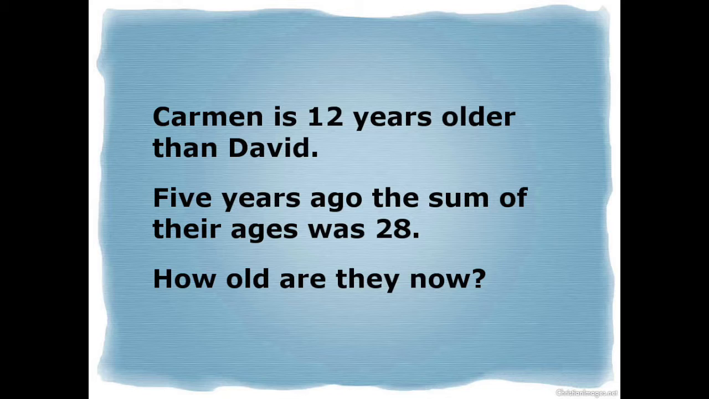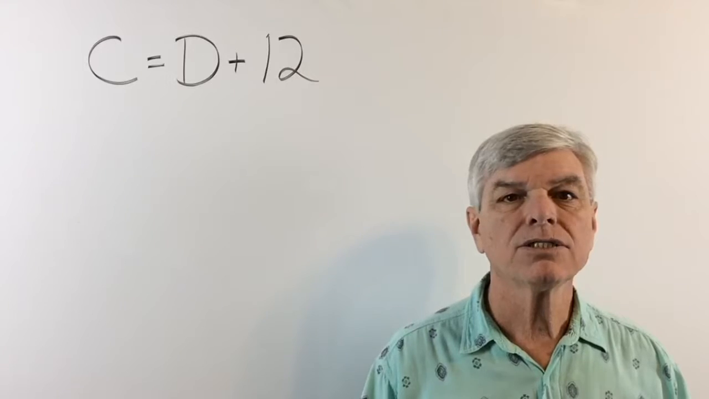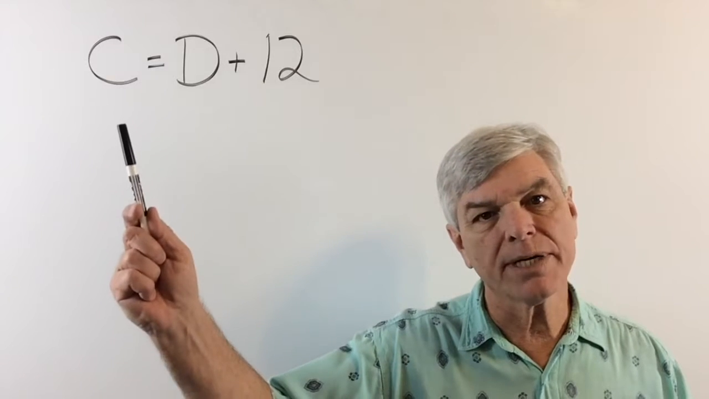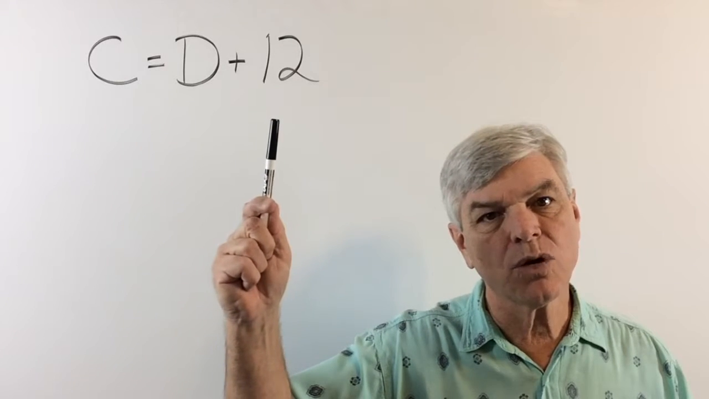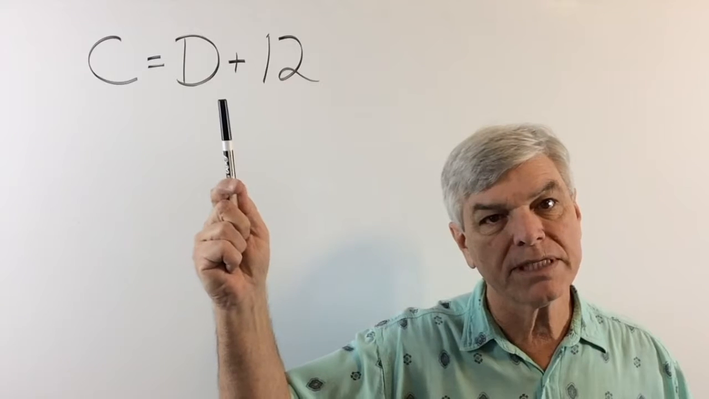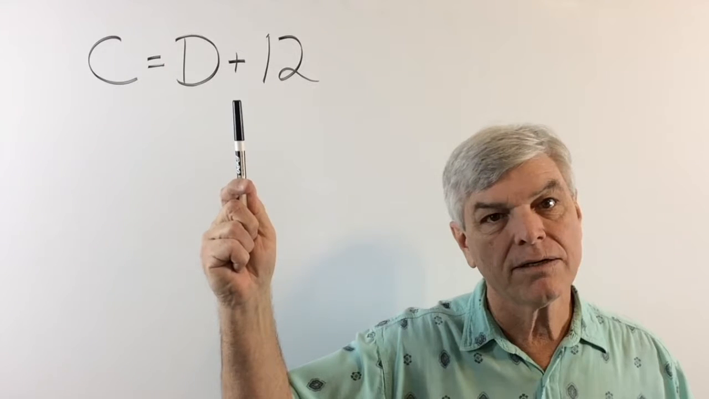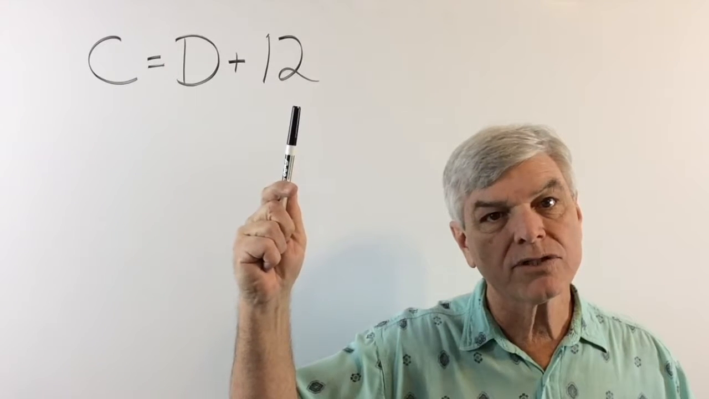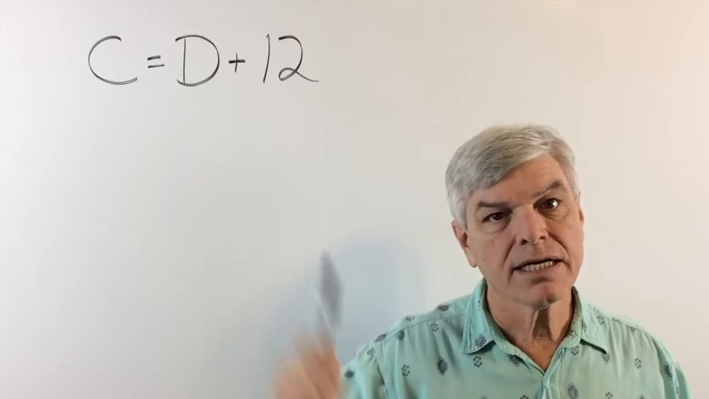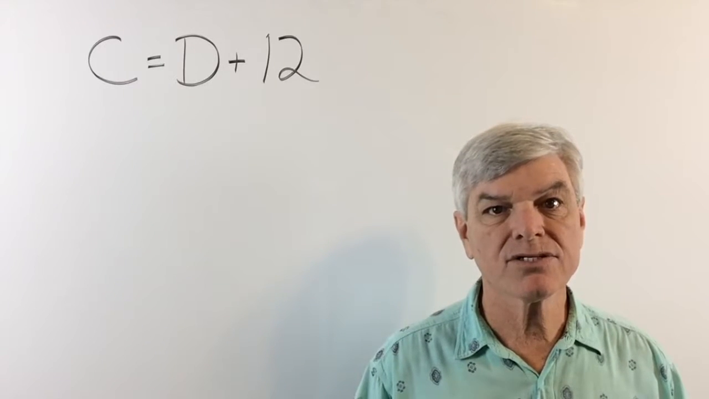Carmen is 12 years older than David. 5 years ago, the sum of their ages was 28. How old are they now? So our first sentence said Carmen is 12 years older. Older means plus. 12 years older than David. And that's pretty simple. That gives us our first formula.